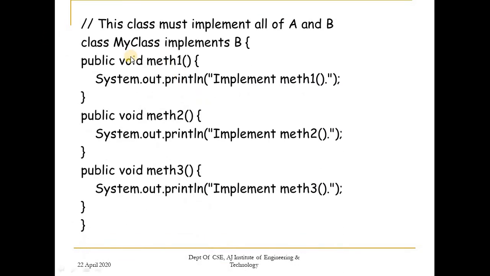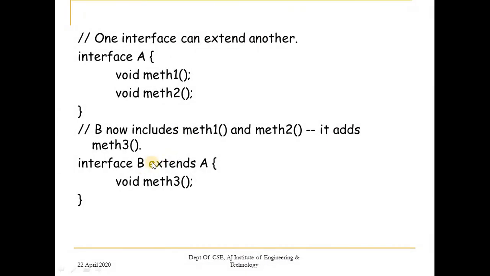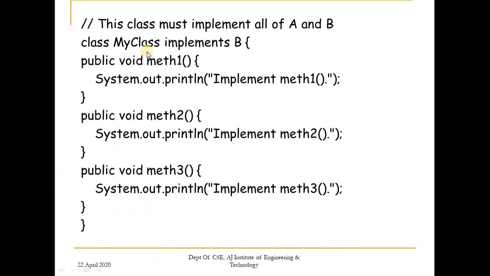Now see the class MyClass. The name of the class is MyClass. It implements the interface B. Now since B is going to inherit A, the implementing class should implement all the methods of B and A also. So MyClass has to implement the methods of interface B as well as the methods of A, because B is inheriting the interface A.